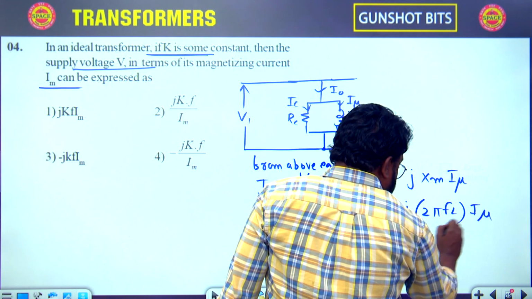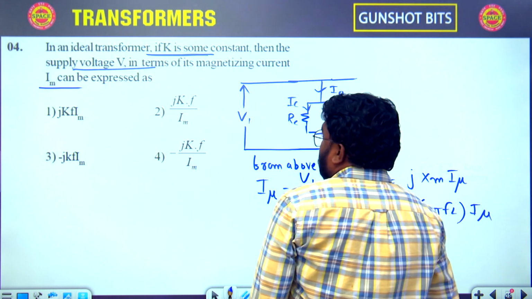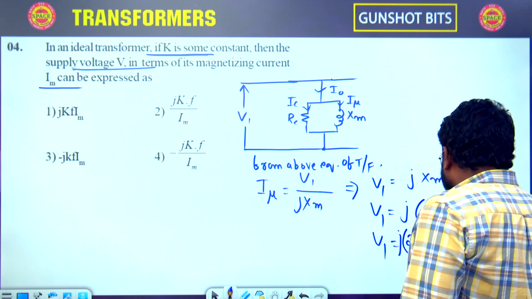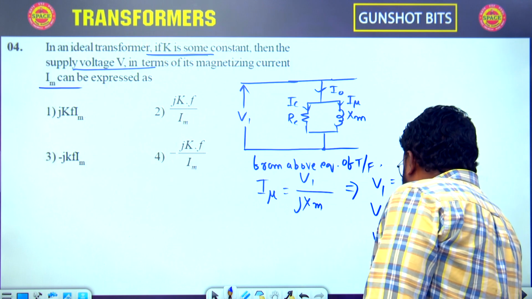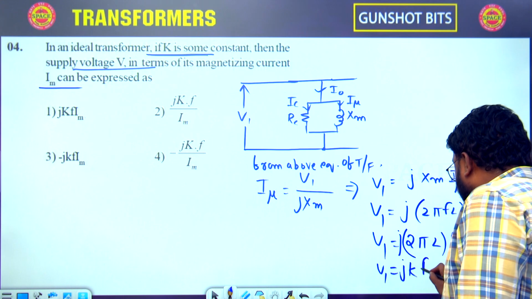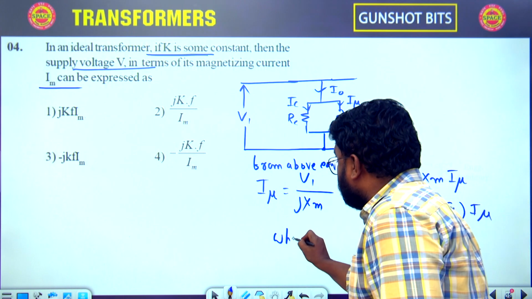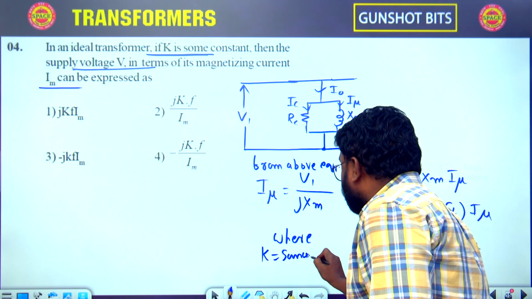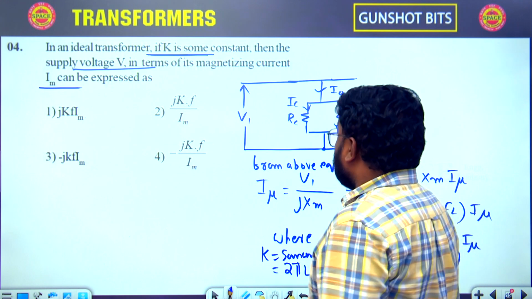So there is some constant term, here 2πL. It is a constant j into 2πL, multiplied by the flux and the magnetizing current. So now V1 is equal to jK, where K is some constant, times f and Iμ1. This constant value is equal to 2πL1.